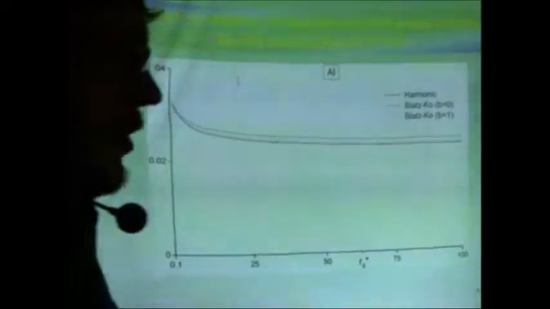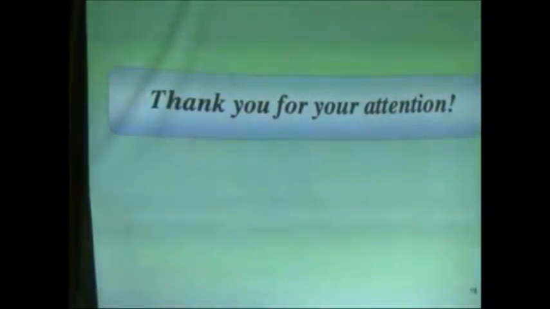So, as a conclusion, we can say that this once again confirms the importance of taking into account the surface effect, in this case during the stability analysis for bodies at micro and nano-sized scale. Well, that's all I wanted to speak about. Thank you for your attention.